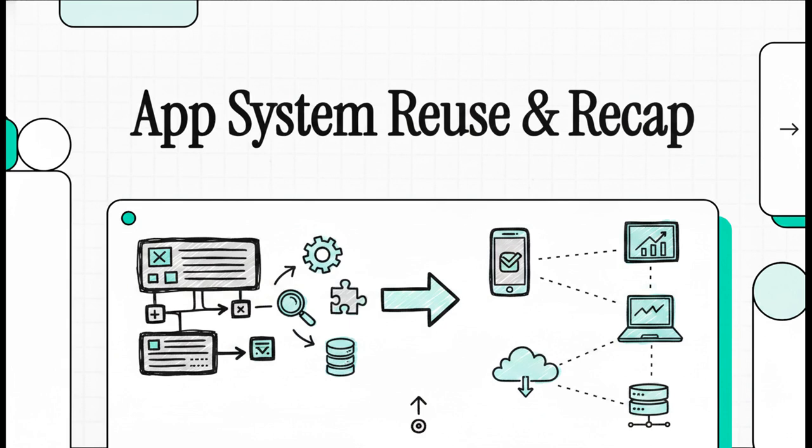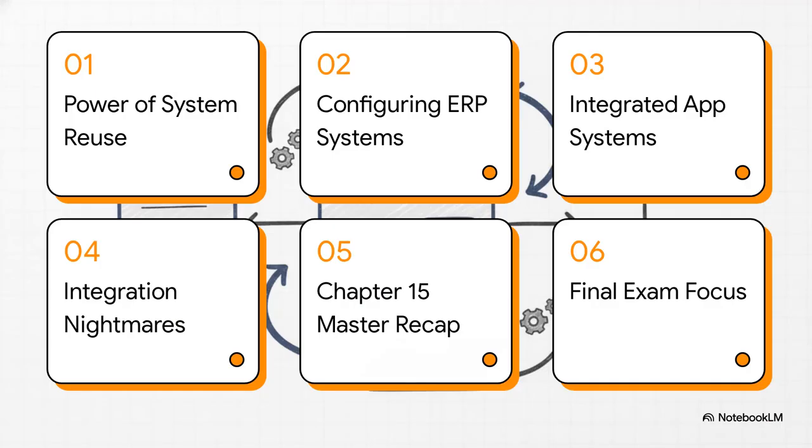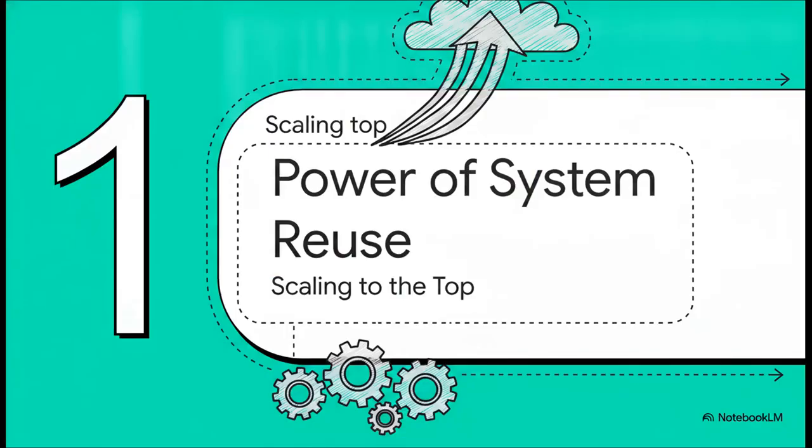So today, we're looking at the absolute highest level of software reuse. Let's dive right in. Here's our roadmap for today's session. First, the power of system reuse. Then, configuring ERP systems, followed by integrated application systems. After that, we'll look at the 4 integration nightmares, do a Chapter 15 master recap, and wrap up with our final exam focus. All right, let's start with Section 1, the power of system reuse.